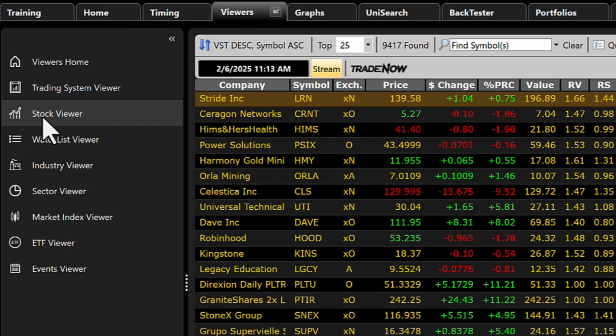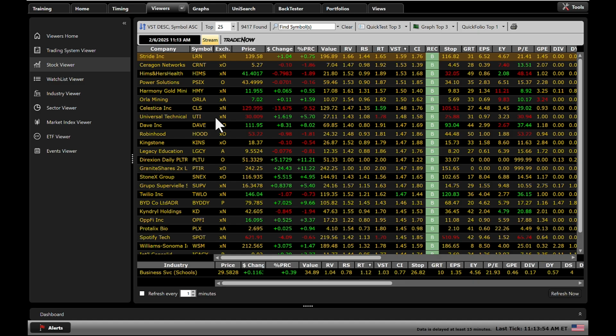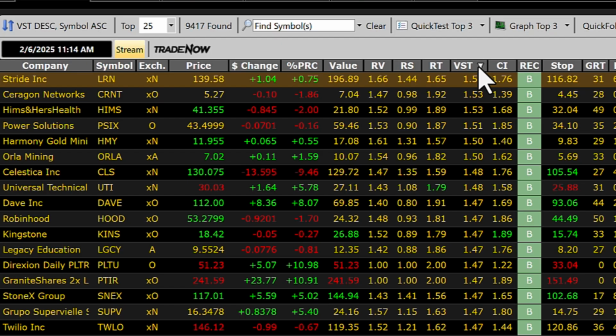So the meat of the VectorVest platform is under this Viewers tab. So we'll start out with the stock viewer here, which can be a really good place to go to just get an overview of what stocks are performing well in the market. I like to come to this tab and sort stocks by VST. So again, value safety timing indicator. This is a really good way to just get an idea of what the best performing stocks according to VectorVest are. You can see all of these are buy recommendations. They tend to have high relative value, high relative safety, and high relative timing.